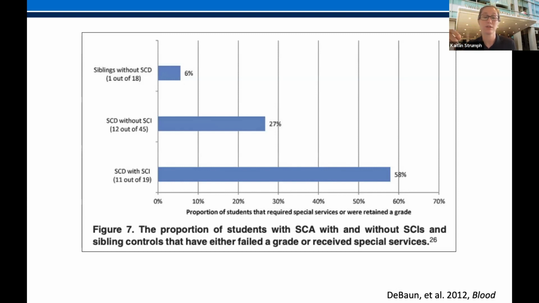And then sickle cell kids without a silent infarct, 27% had either failed a grade or received special services. And in this cohort, out of the 19 patients, 58% of the kids who had a silent infarct either failed a grade or received special services. So very, very high.